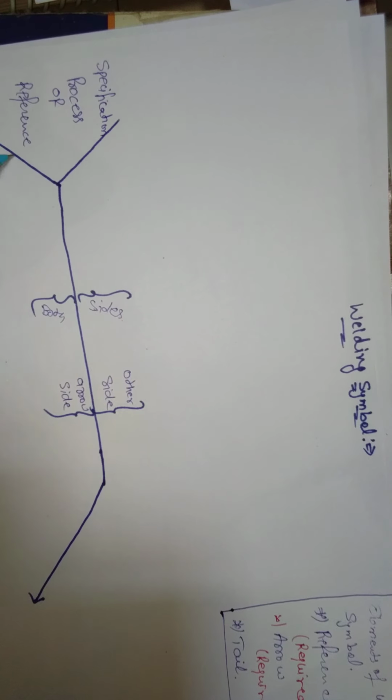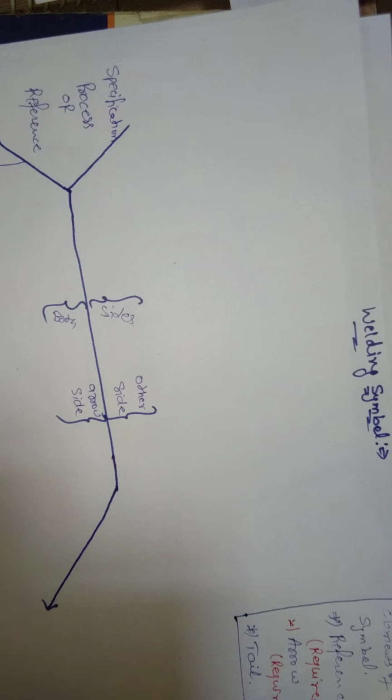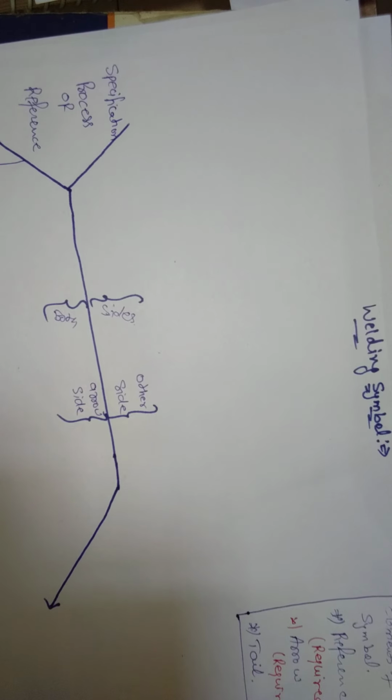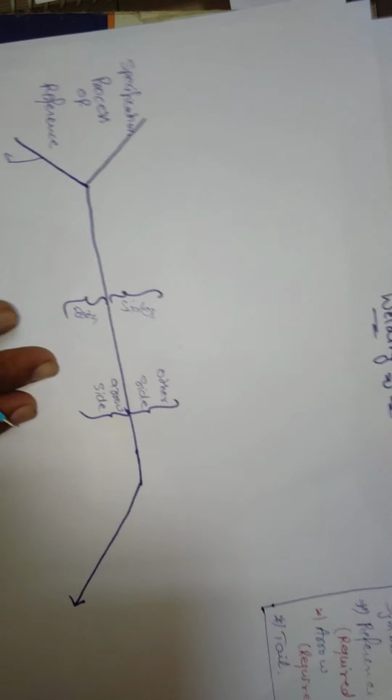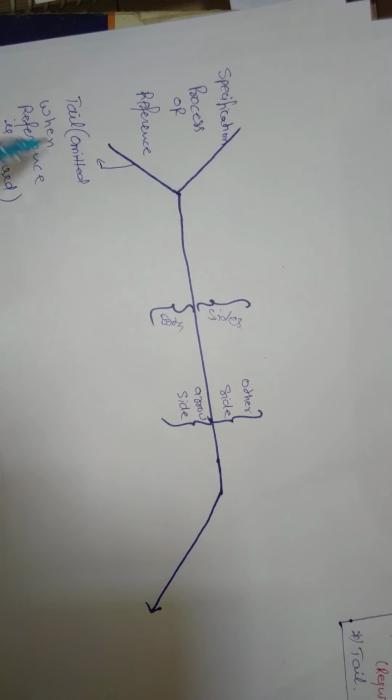Tail may be omitted. Tail is omitted when reference is not used. These are the basic components or basic elements of any welding symbol.